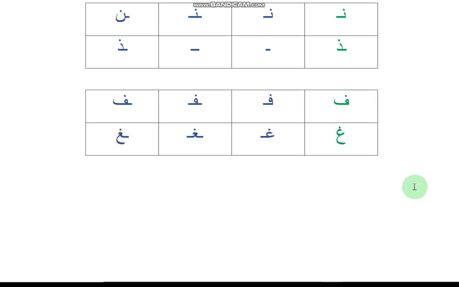And likewise, the last one. This is Waw in isolation, Ya in isolation. And this is Waw at the beginning. This is Waw at the beginning, Waw at the middle, or Ya at the middle. Please take note of this. Master these two very well. Do not get confused. And this is Waw at the final stage. This is Ya at the final stage.